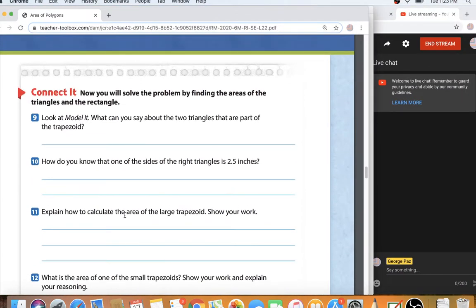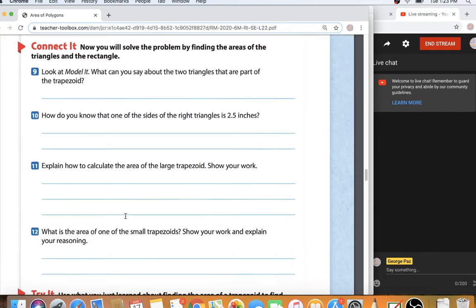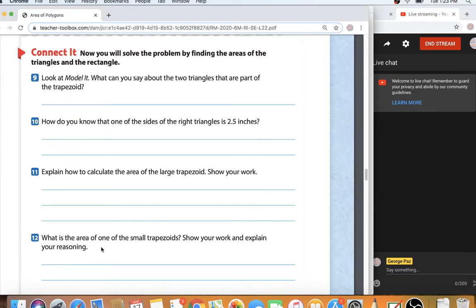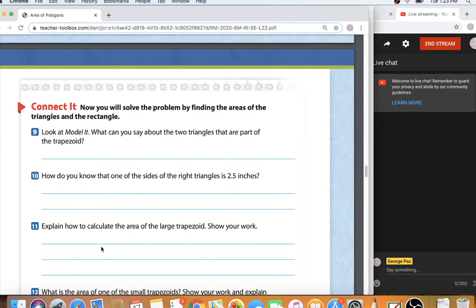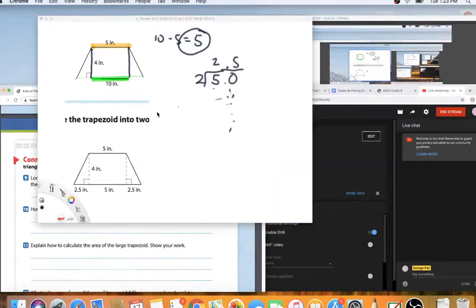Number 11 says, explain how to calculate the area of the large trapezoid. Show your work. We don't have to do number 12. I don't like that question. Number 11 says, explain how to calculate the area of the large trapezoid. Show your work. So for this one, we're actually going to do that part of the work.